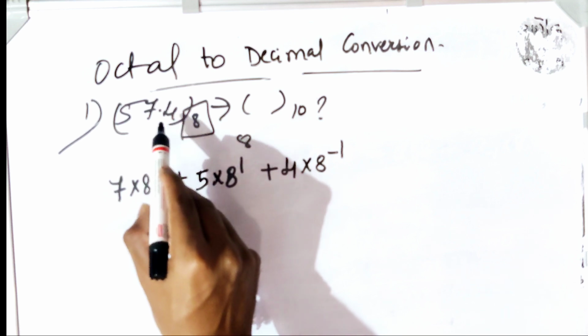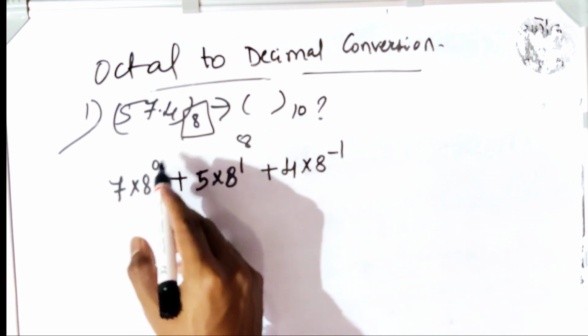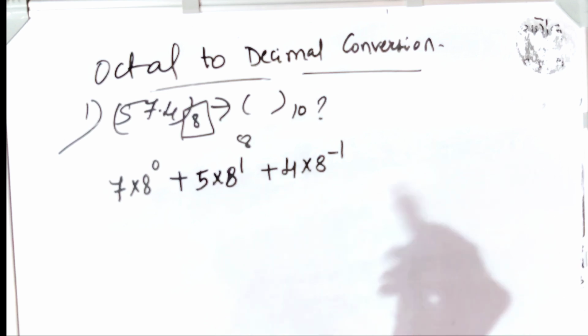This won't start with 0. The value before the point will start from 8 to the power of 0, but after the point it will only start from 8 to the power of minus 1. They will ask this type of question in MCQ formats in competitive exams also.